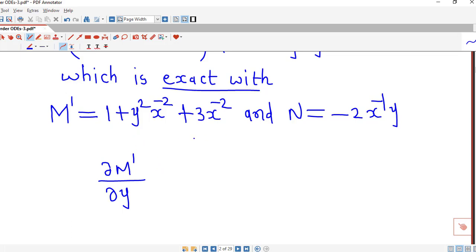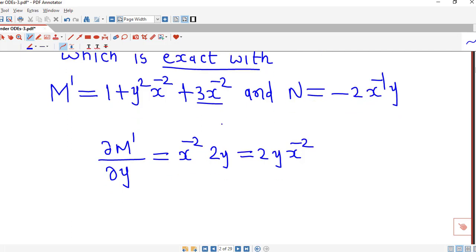Suppose we try to check for our satisfaction, then first we differentiate M dash with respect to y. So derivative of 1 is 0, x raised to minus 2 as it is, derivative of y square is 2y. So we have 2y x raised to minus 2. Derivative of this is 0 with respect to y. And we find out here I have to use N dash.